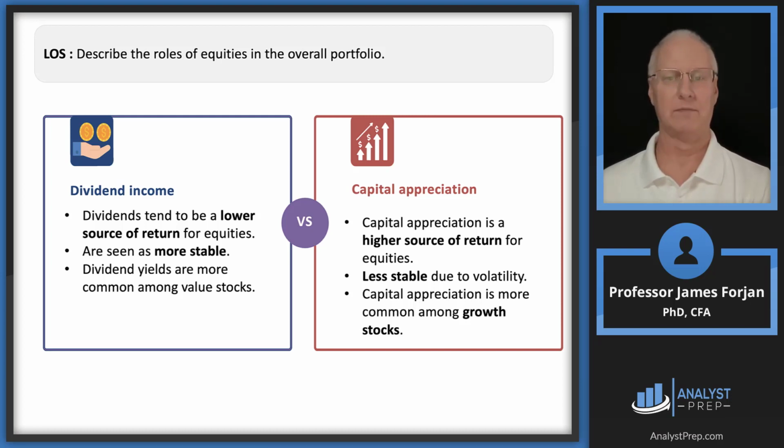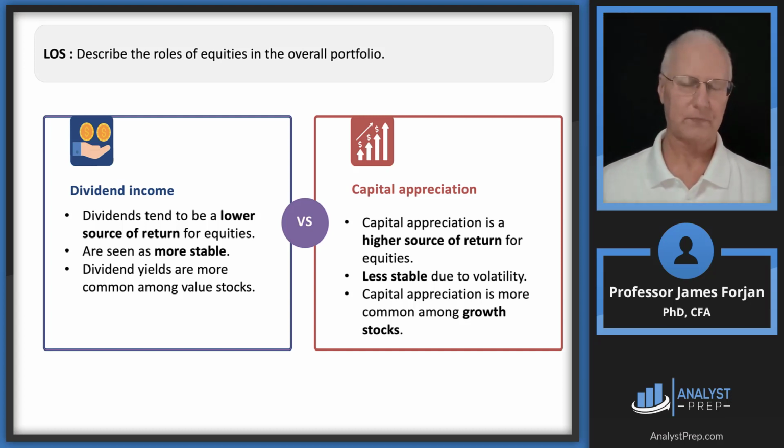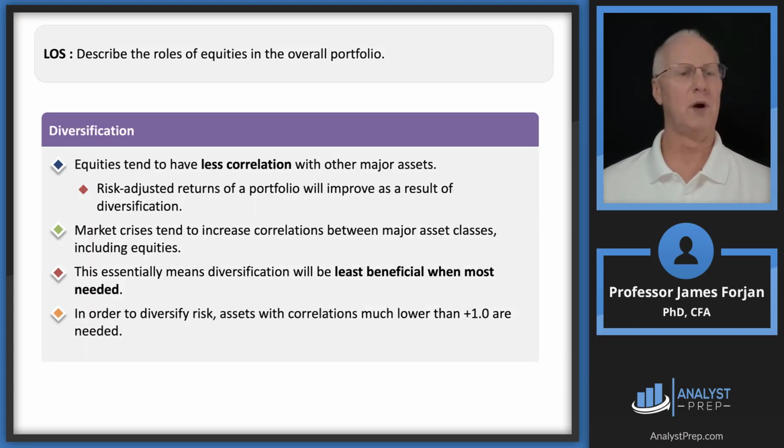expected capital gain. Now look at the second bullet point. I think this is probably a good exam question. Less stable due to volatility. What do we know about stock prices? They go way up and they go way down. So the element of timing plays a role in our responsibility as wealth managers. And then there's the opposite question that I said over on the left hand. So capital appreciation is more common among growth stocks.